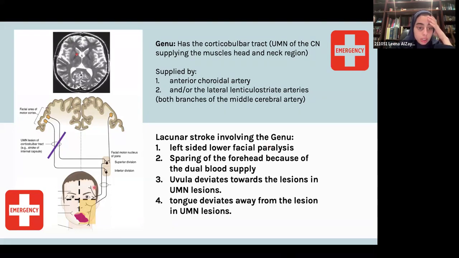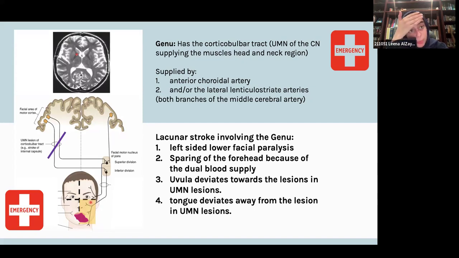So this area over here is not going to be paralyzed because it's being supplied by both sides, by the right and left nerve. Okay, but the lower part only is supplied by the contralateral nerve. So for example, this is my right side. Okay, so it's supplied by the left nerve. And this left side is supplied by the right nerve.